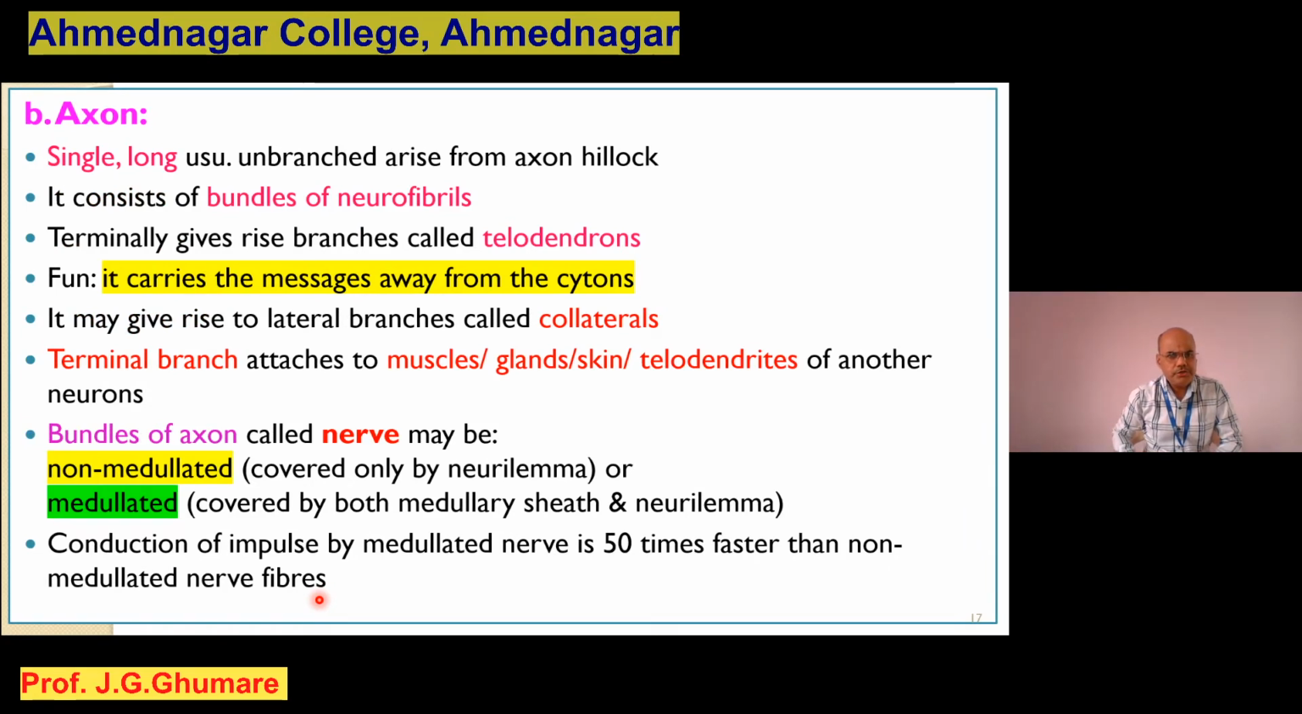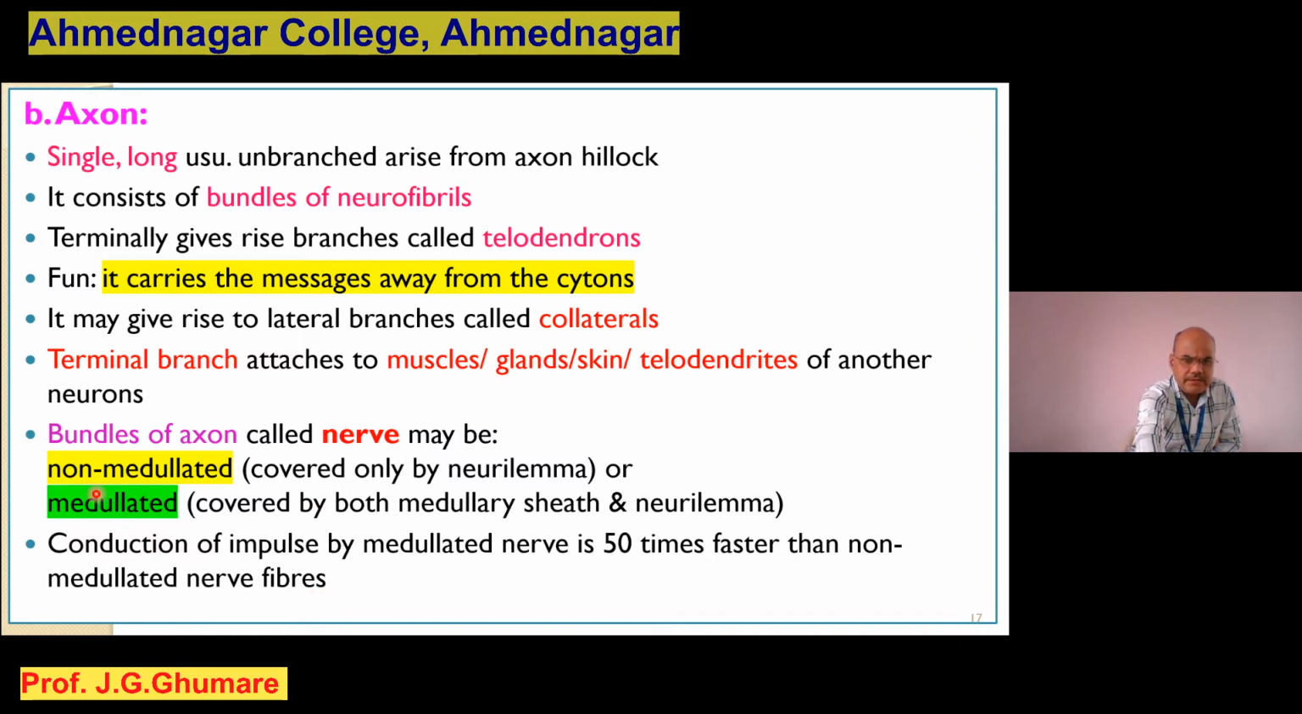And what could be the function here? Axon will carry the message away from the cyton, the cell body, to the distal part. It may give rise to lateral branches, and these are called collaterals. Remember, the terminal branch attaches to either muscles or gland or skin or telodendrite of another neuron. That will form a junction. Junction we are going to discuss. Remember, a bundle of these axons is called a nerve actually. So many cell bodies will produce many fibers; fibers of many cell bodies will come together, that will form a bundle, and this bundle is called a nerve.